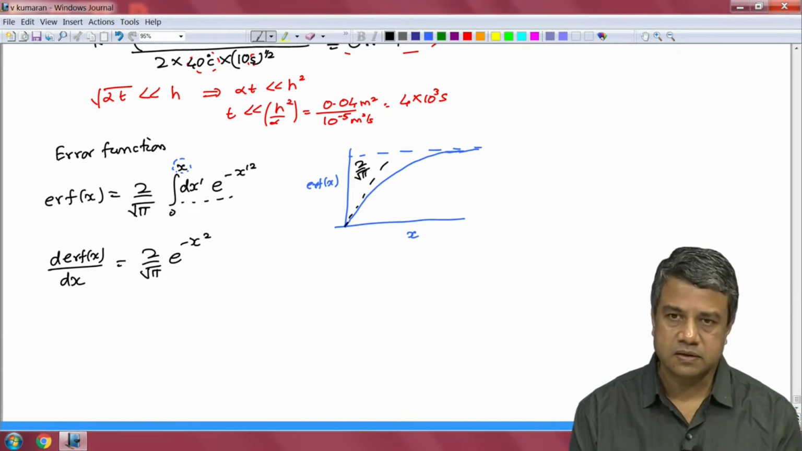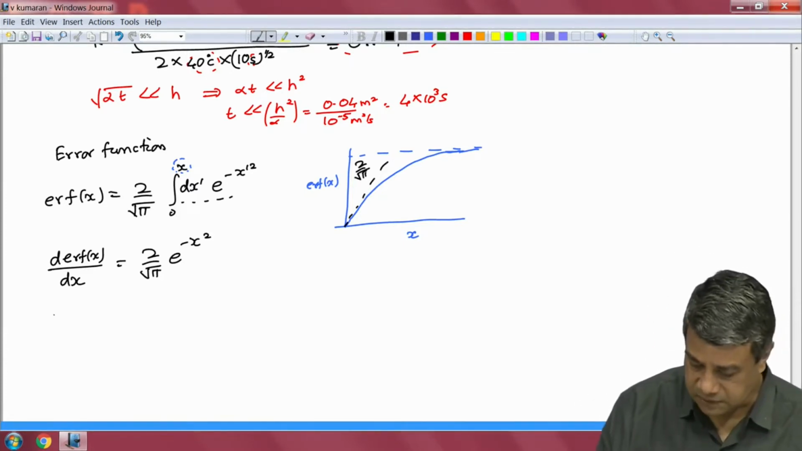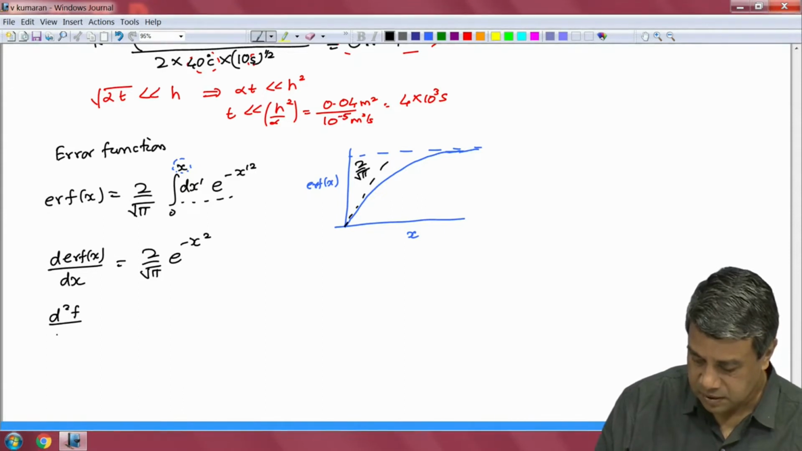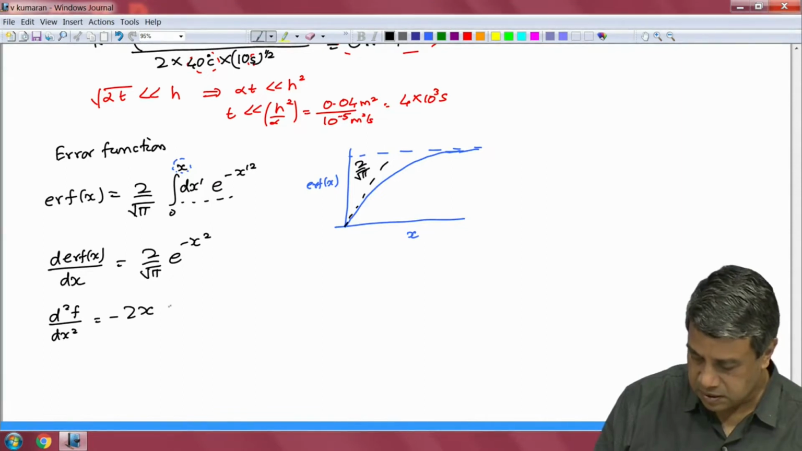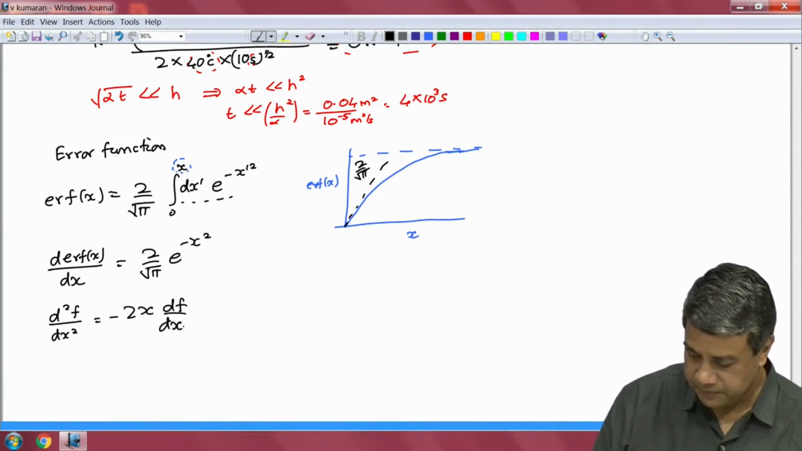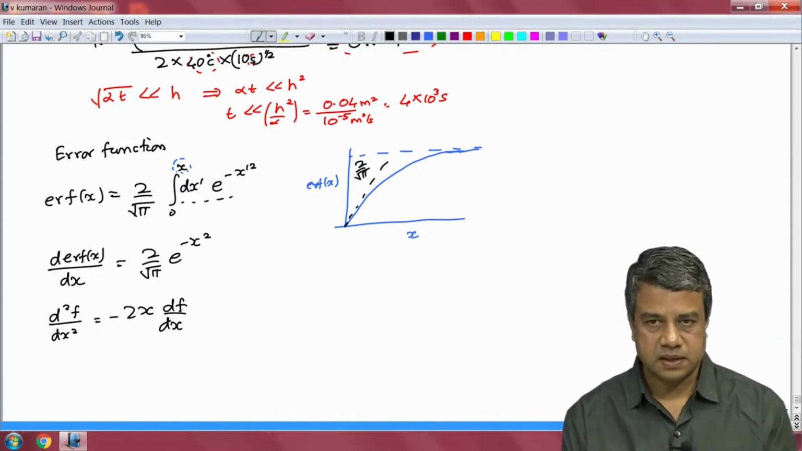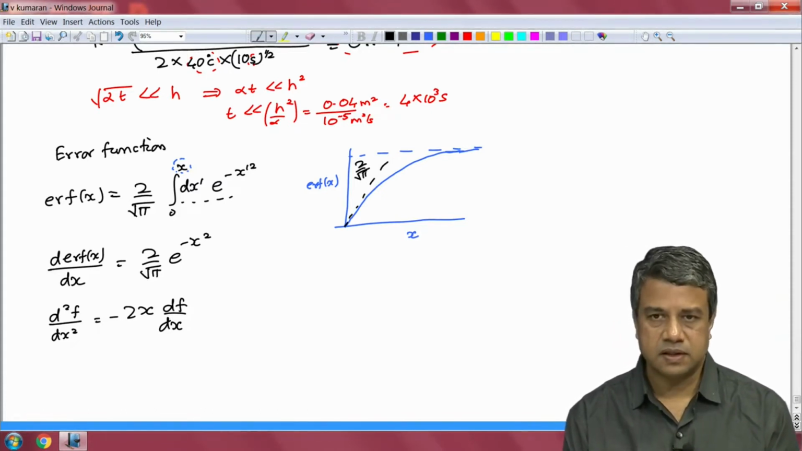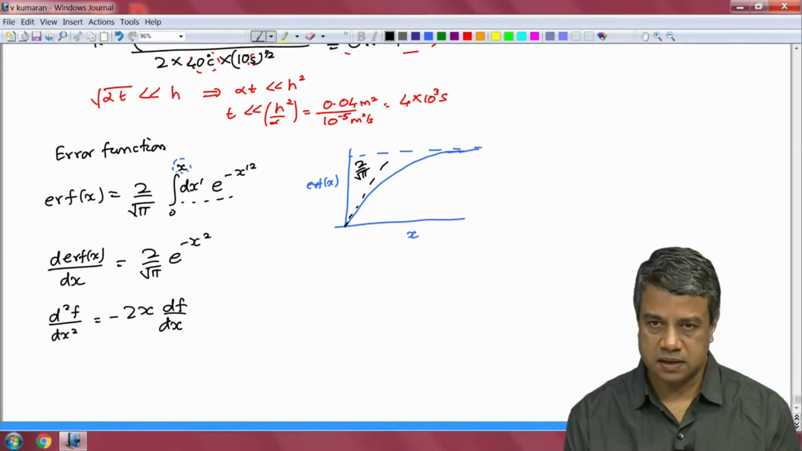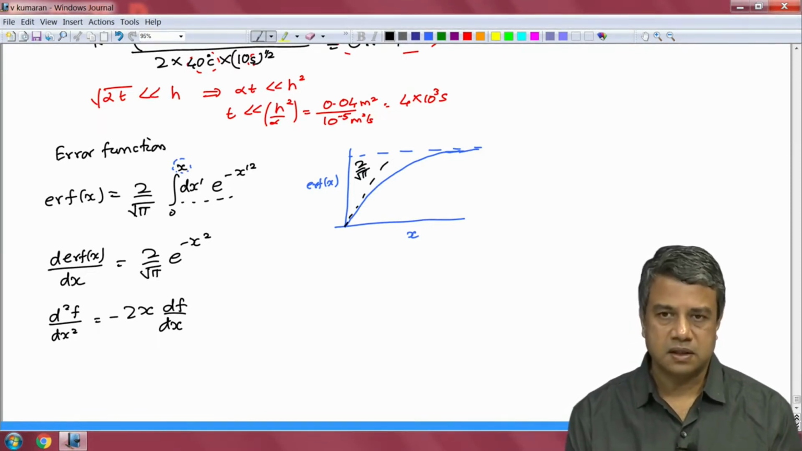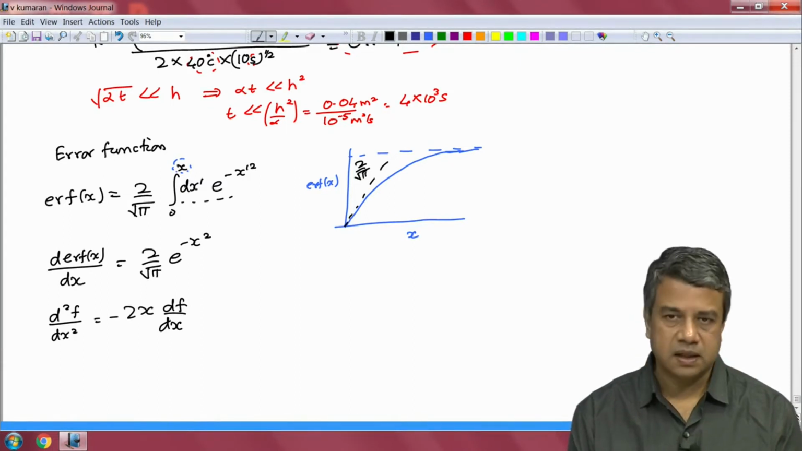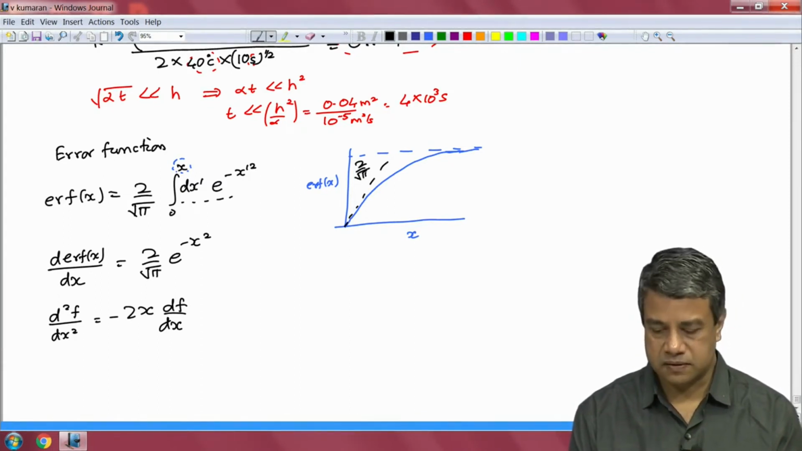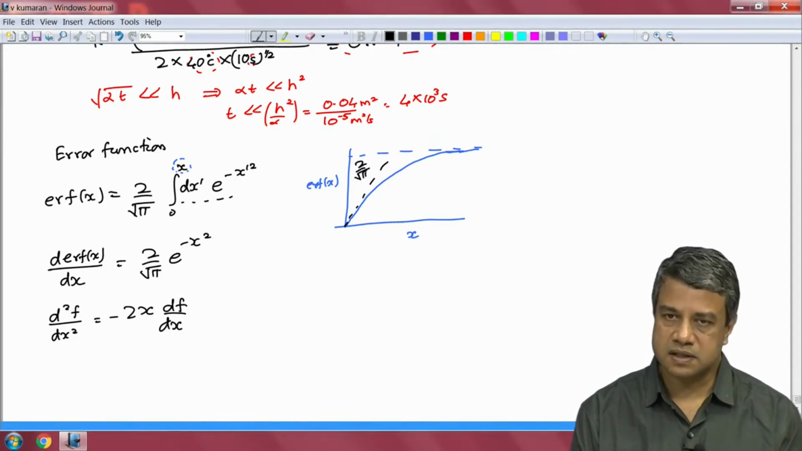The error function is also a solution of the differential equation d square f by dx square is equal to minus 2x df by dx. The solution of this second order differential equation is the error function. The other solution, as you can easily verify, is if f is a constant. If f is a constant, the right and the left sides are both equal to 0, and therefore f equal to a constant is also a solution of this equation. The error function is the second solution.